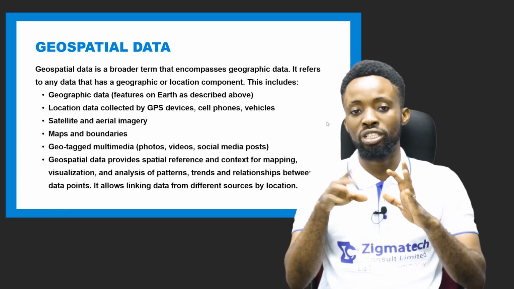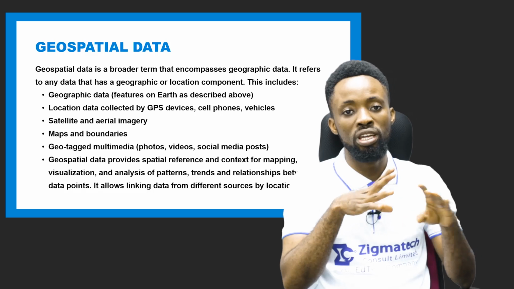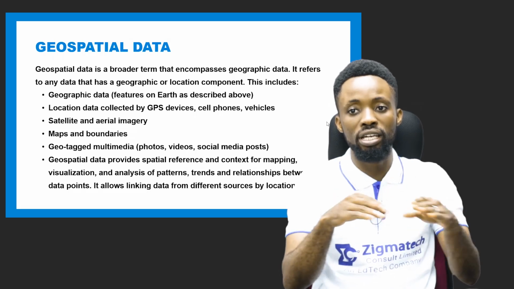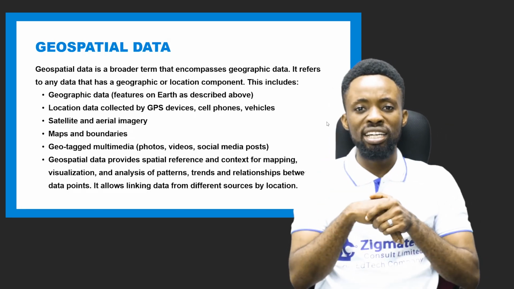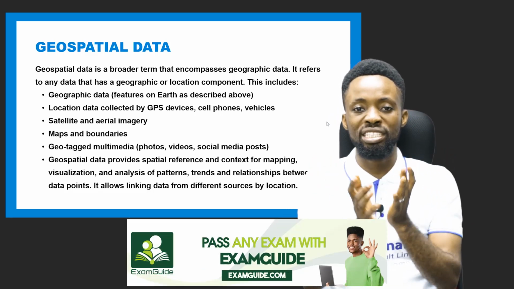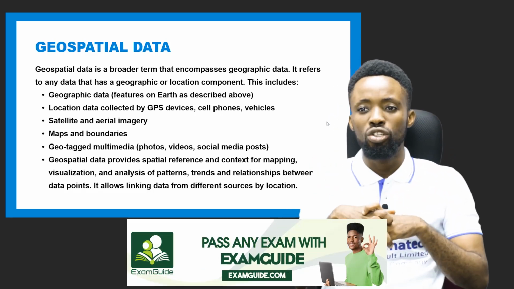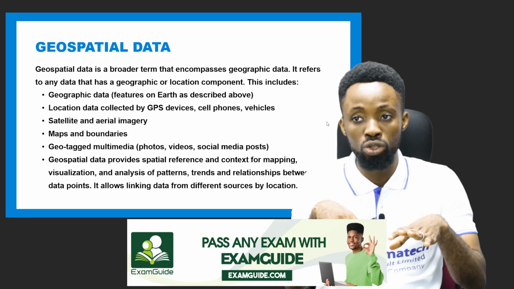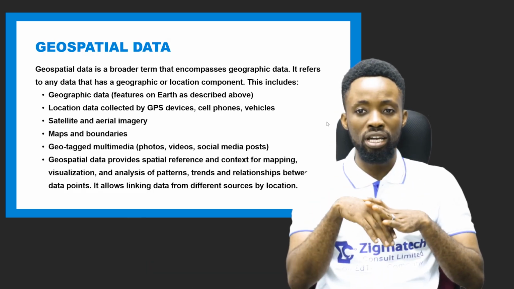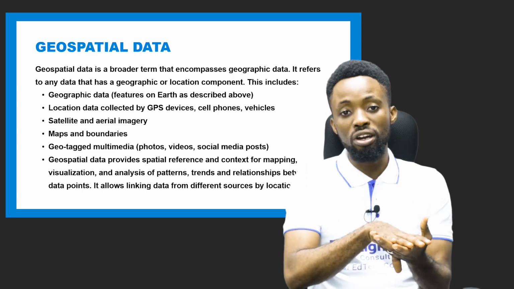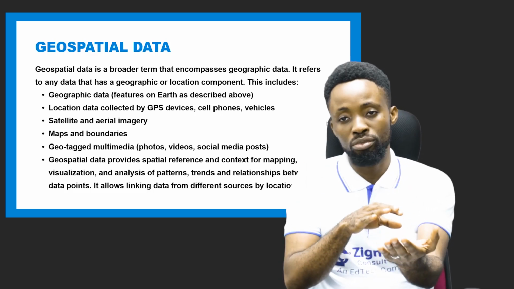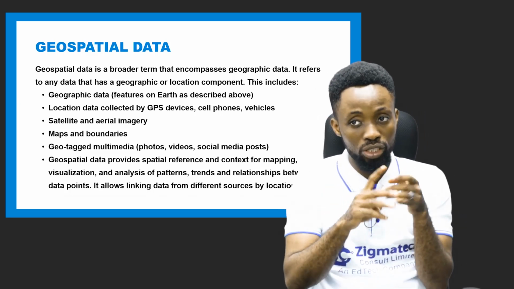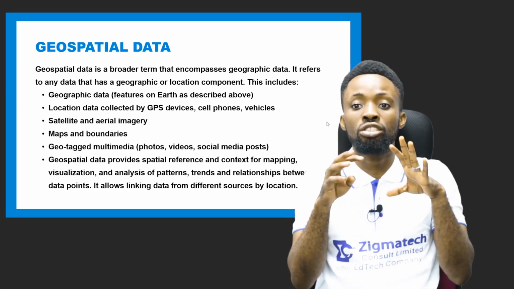Now when we talk about the word spatial, we are talking about anything that is related to the Earth's surface, like the surface of the Earth. So geospatial data is a broader description of geographic data. It refers to data that has a geographic component or a location component. Now, geographic data actually falls under geospatial data. So it's one of the components of geospatial data. It means that the first component of geospatial data is the geographic data.